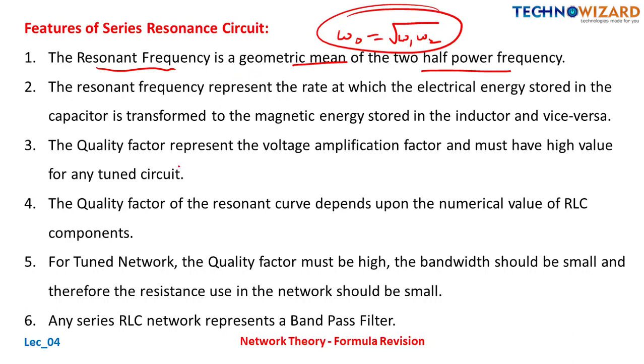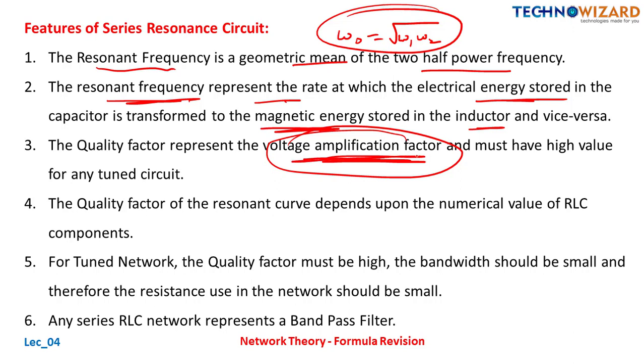Now, the resonant frequency represents the rate at which electrical energy stored in the capacitor is transformed to the magnetic energy stored in the inductor. That means resonant frequency represents the rate at which electrical energy stored in the capacitor is transferred to the magnetic energy stored in the inductor, or vice versa. The quality factor represents the voltage amplification factor.